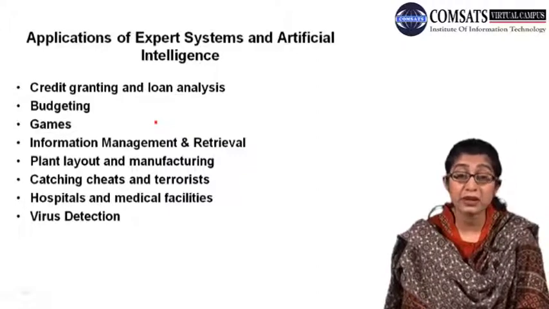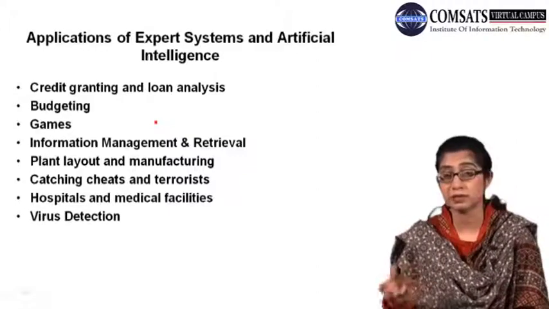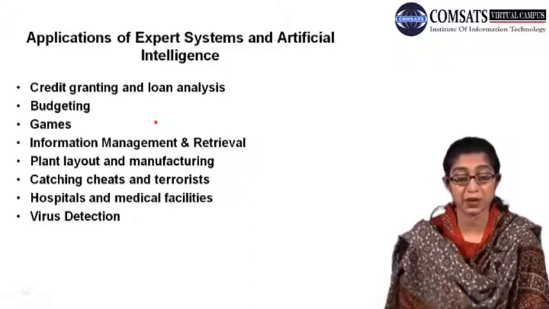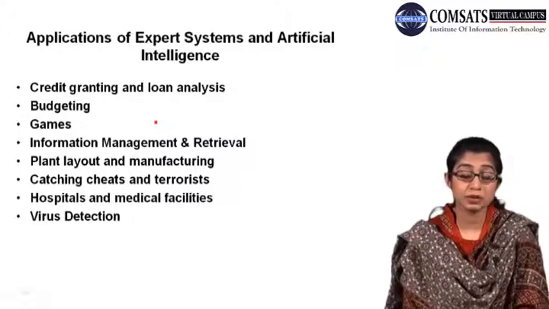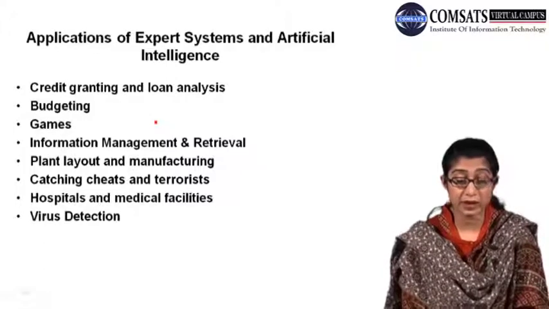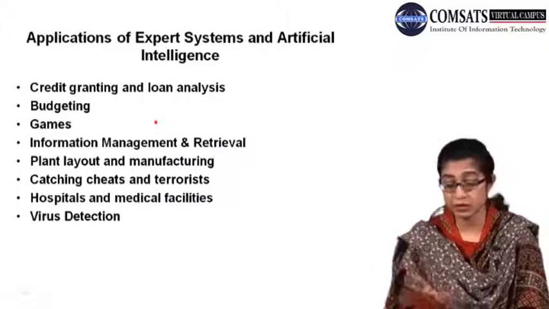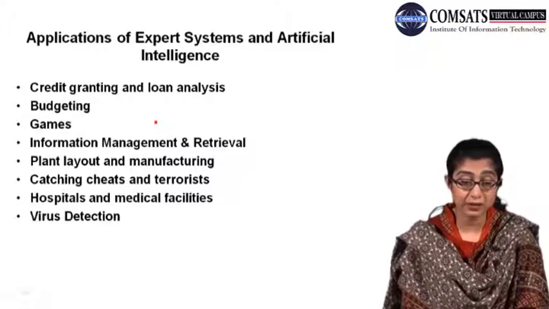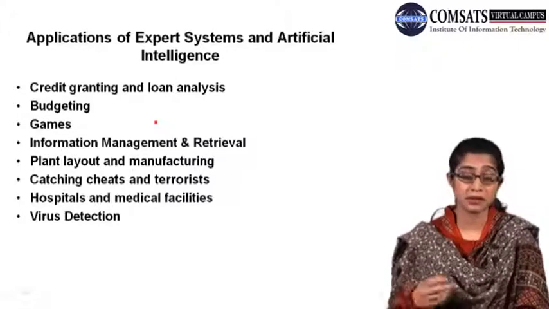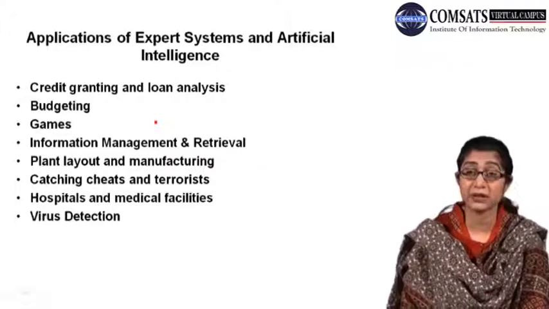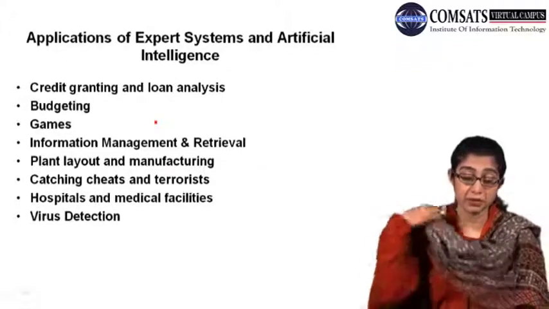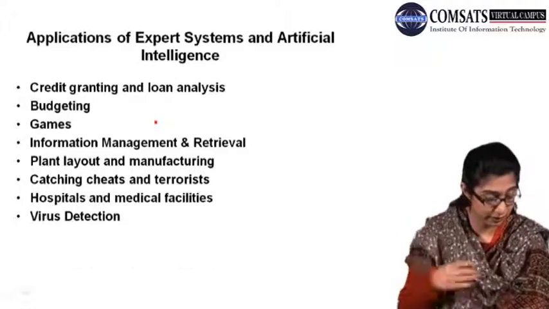They can be used for plant layout and manufacturing, कि किस location पे determine करना है कि किस location के ऊपर plant create कर सकते हैं. Then they can also be used for catching cheats and terrorists. They can be used in hospitals and medical facilities, like I said before. And again, there is a special kind of artificial intelligence that can be used for virus detections as well. So neural networks जो हैं आपके basically वो virus detection के लिए use हो सकते हैं.